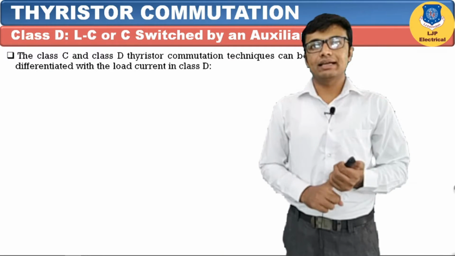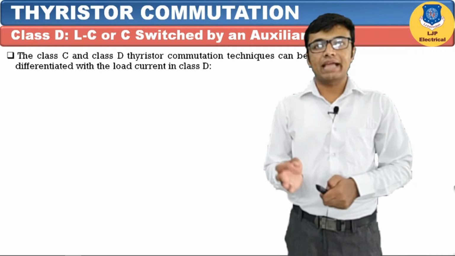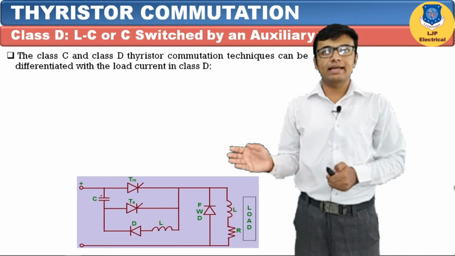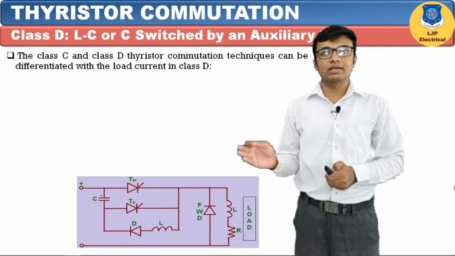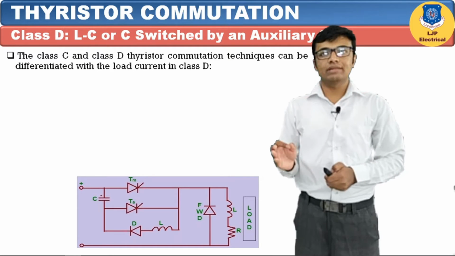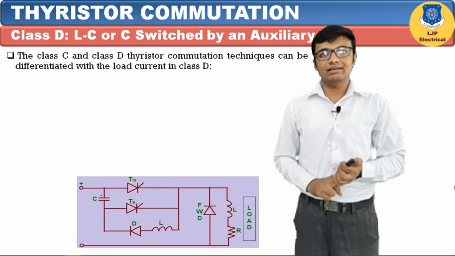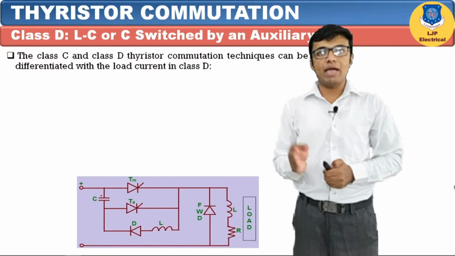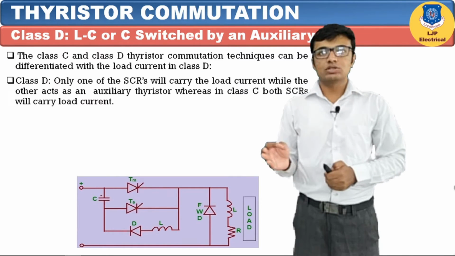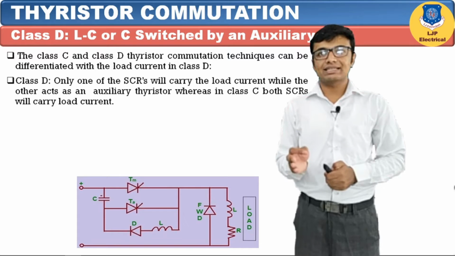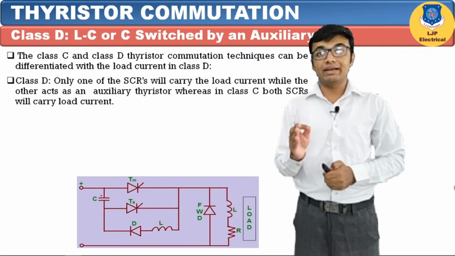Here the class C and the class D thyristor commutation can be differentiated with the load current in class D. So this is the circuit diagram of class D commutation. Here we have used two thyristors and one diode. It has two thyristors, that is the main thyristor and the auxiliary thyristor, and one diode, and one freewheeling diode is connected across the load. So in class D commutation only one SCR will carry the load current, while the other SCR acts as an auxiliary thyristor, whereas in class C both of the SCRs will carry the load current.